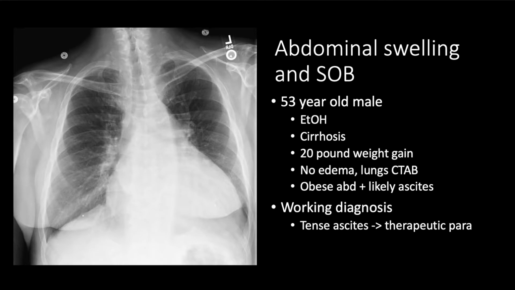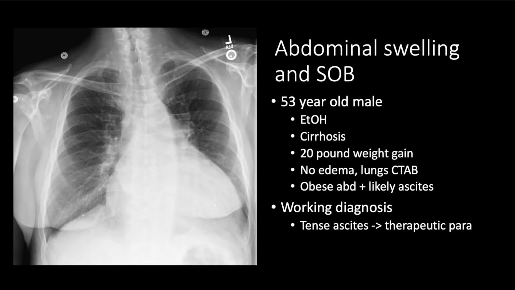Let's go over another common scenario. Someone coming in with abdominal swelling and shortness of breath. So this is your classic 53-year-old with alcohol-related cirrhosis. He reported a 20-pound weight gain, no leg edema, and his lungs were clear to auscultation. He had an obese abdomen, but it was thought that there was likely ascites on exam by the overnight resident.